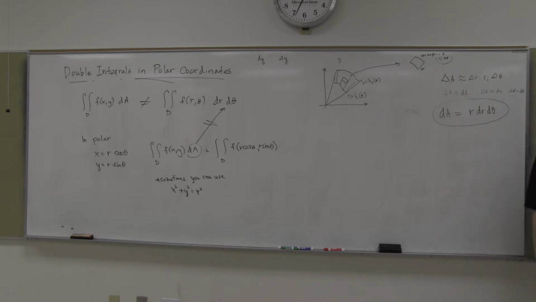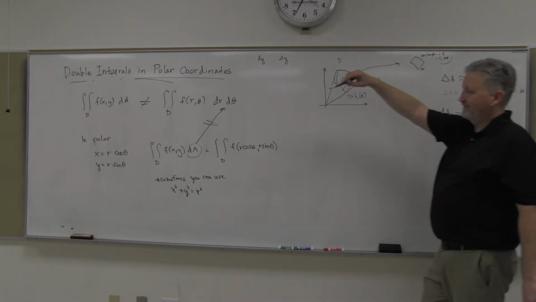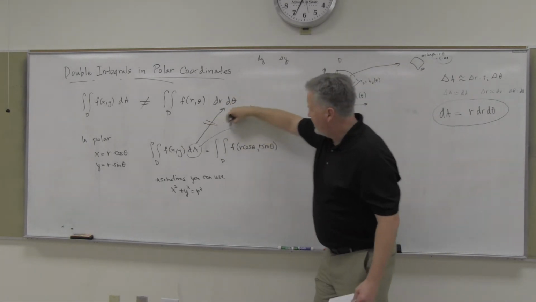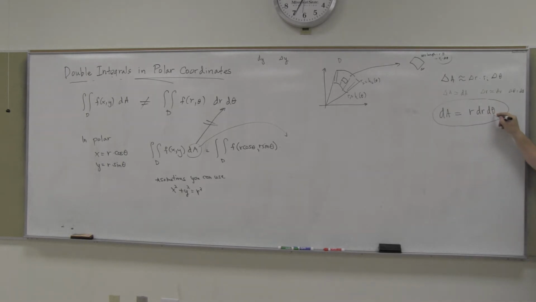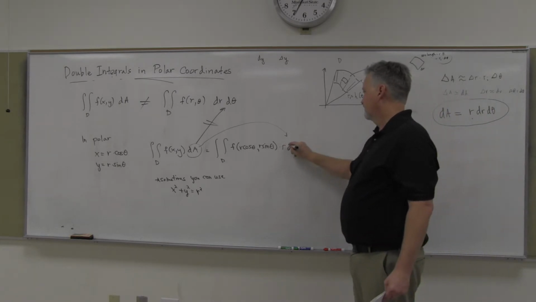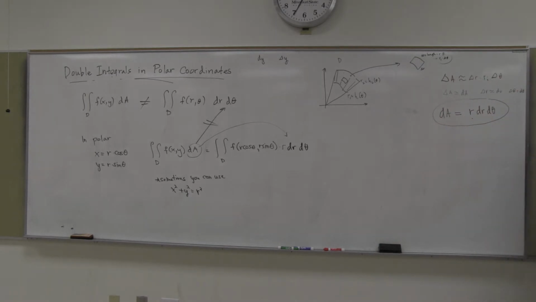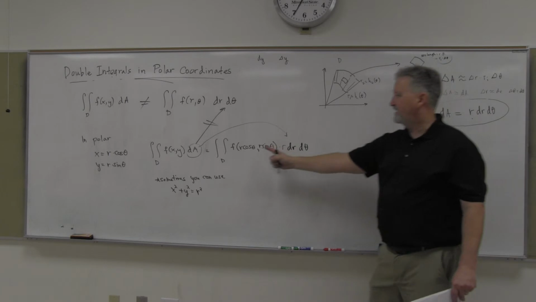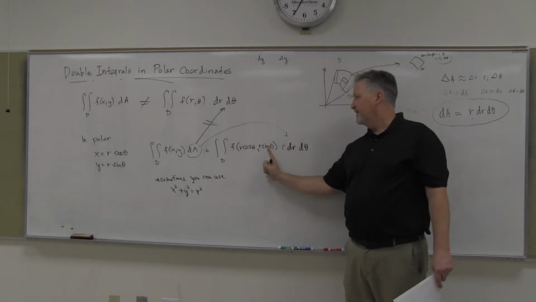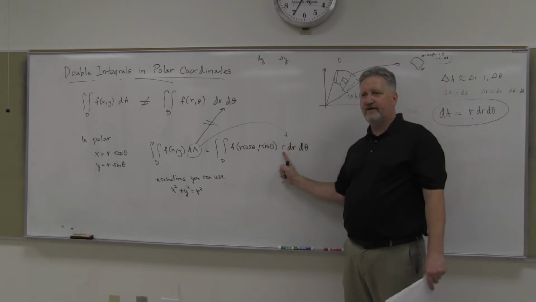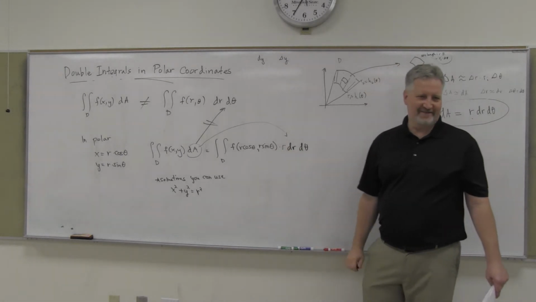So here's the payoff, what this means. When I try to get a volume this way and change it to polar coordinates, what I have to do for dA is dr d theta, but it's got an extra r in it. So that's how you go from Cartesian to polar. You change the x's to r cosine theta, normally, and the y's to r sine theta. Then you change it to dr d theta, but then you multiply by an extra r.